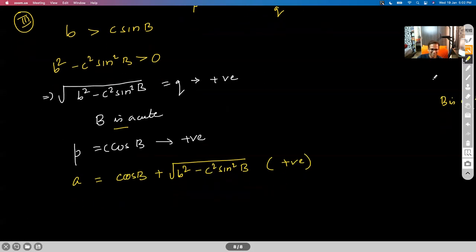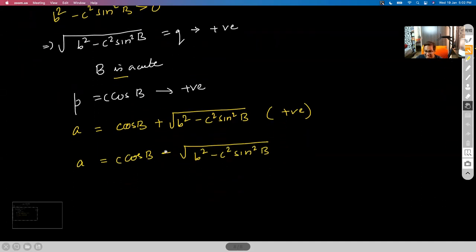But what if I take a negative sign in between? C cos B with a negative sign. What will happen to A in this case? If I take a negative sign, what will happen to A in this case? Now, please note, this is also positive. This is also positive, but you're subtracting it. Does it mean that A always will be negative or A will be positive? Or it could be either of the two. It could be either of the two, right, Shardi?